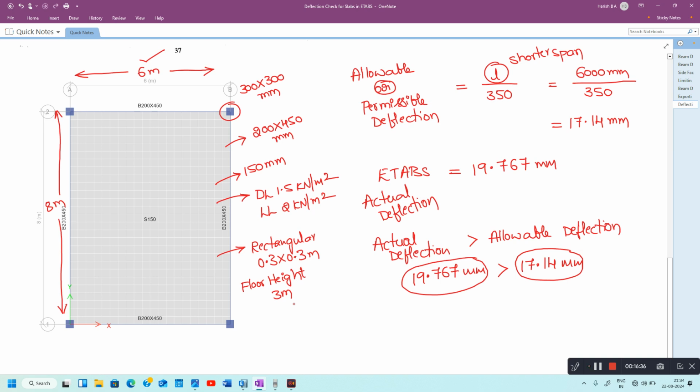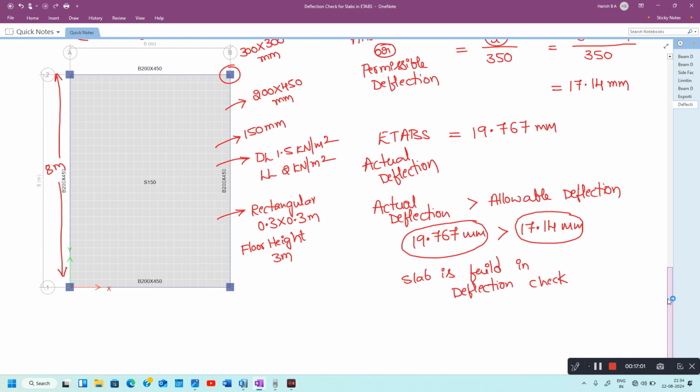So you can directly say the slab is failed in deflection check. The slab is failed in deflection check.